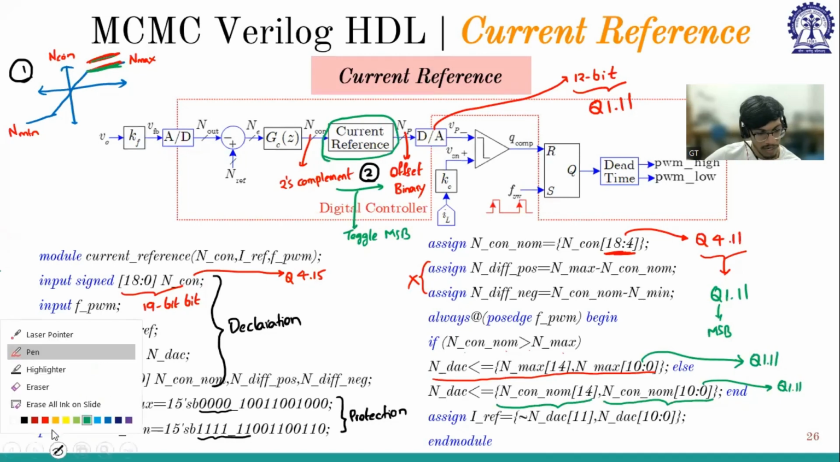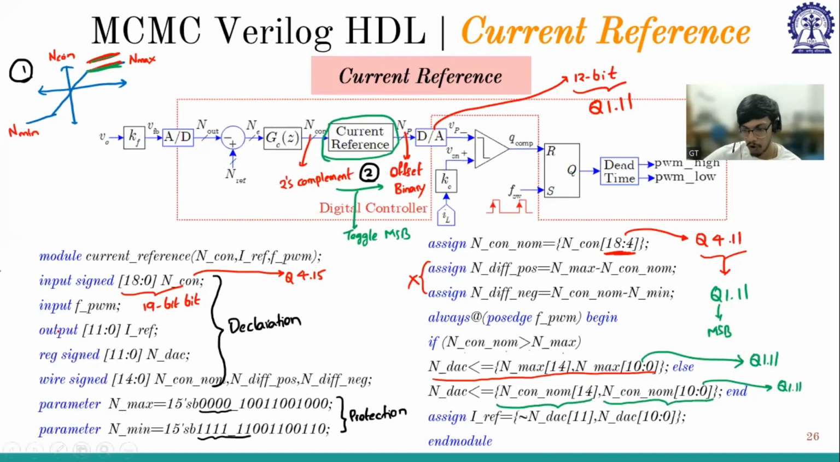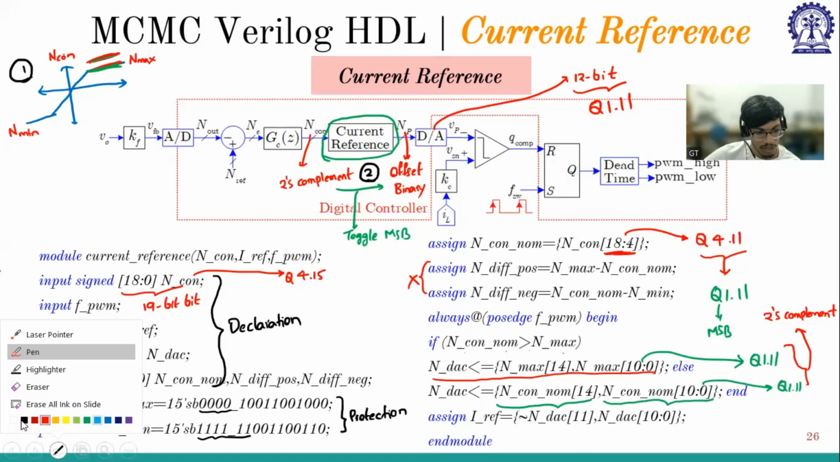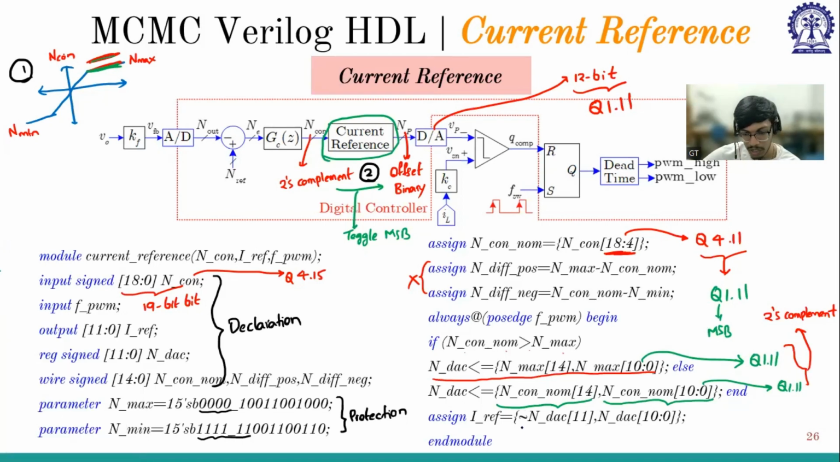Now we have matched the format, but it is still in which format? 2's complement. But how do I change it to offset binary? We have to toggle the first bit. So that is what we are doing here, inverting the first bit. Now this becomes Q1.11 offset binary. Why offset binary? Because the DAC that we had selected is offset binary. So the DAC decides the binary representation.